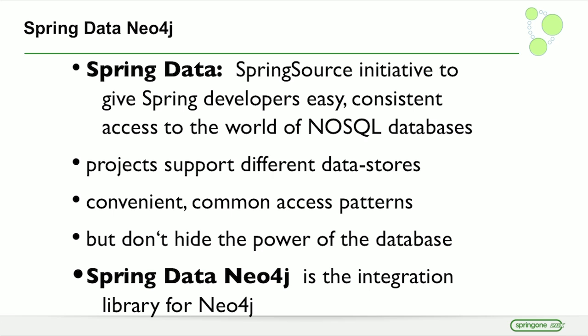And so the different Spring Data sub-projects support different NoSQL data stores and also relational database stores. So there's Spring Data JPA, there's Spring Data MongoDB, there's Spring Data Redis, there's Spring Data Hadoop, and Spring Data Neo4j.